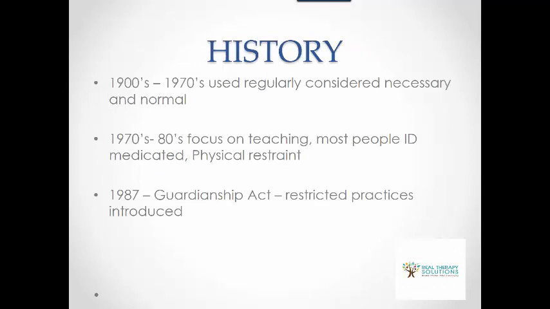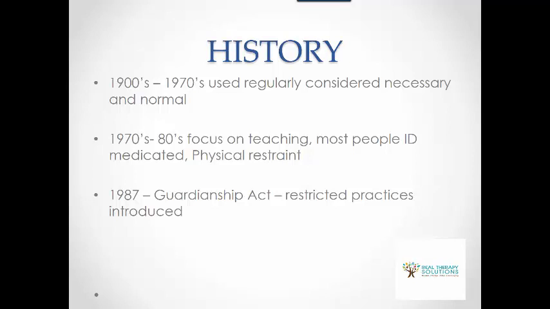and we'll go through the different categories of them. Just to give you a bit of an outline of the history, in the 1900s to the 1970s in the disability sector, what we call restricted practices were used regularly, and they were considered necessary and normal. So, for example, it was common practice to lock a person with an intellectual disability into a locked institution, give them chemical restraint medications, and often use things like straitjackets, tying them down to beds. And these practices in that era were considered necessary, they were common practice, and they were considered normal.